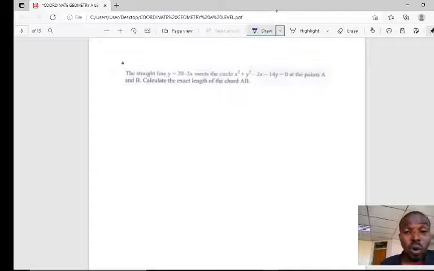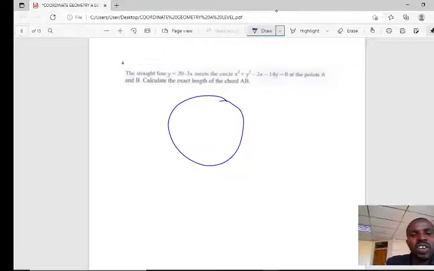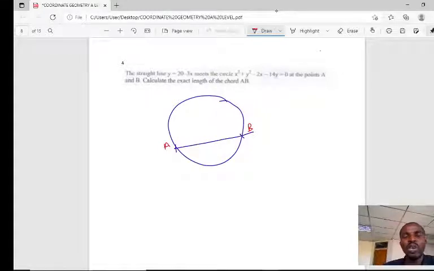Okay. A chord, remember, is a line from one point of the circumference to another point of the circumference of the circle. That's a chord. So we have a circle here and we have a chord. This is the chord. The chord is AB, so it means this point is A, this point I can call B, like this. So calculate the exact length of the chord AB. We want the length of the chord AB.